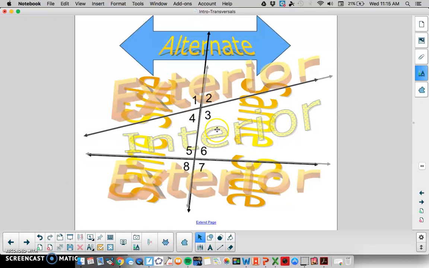So angles 1 and 6 would be alternate angles. Angles 4 and 5 are on the same side of the transversal, so those would be consecutive angles. Now, angles 1 and 2 are both exterior angles. 1 and 7 are both exterior angles. Notice that 1 and 7 are also on different sides of the transversal, so we could describe that in both ways. We could say that those are alternate exterior angles. And those are the types of angle pairs that we're going to be looking at.